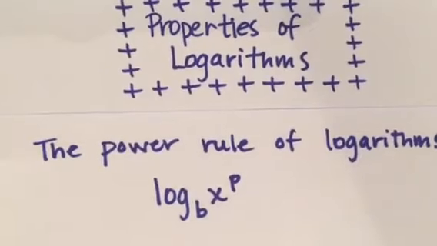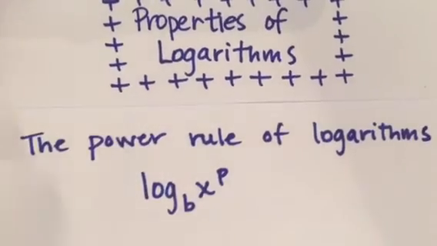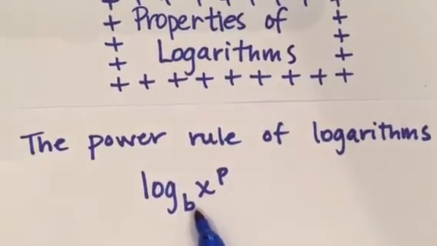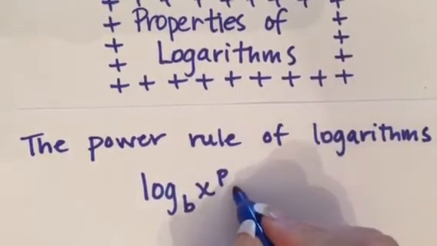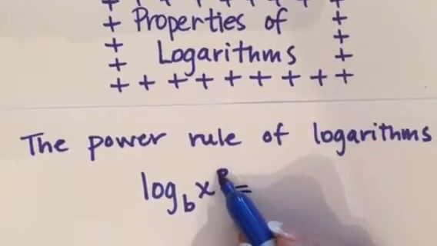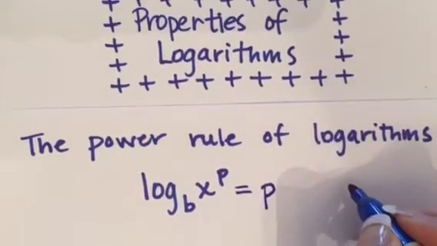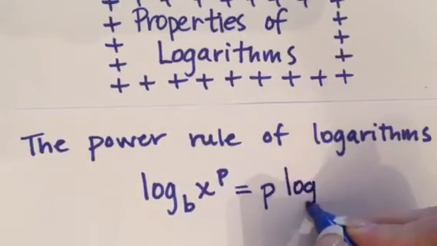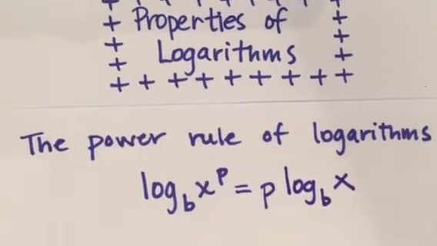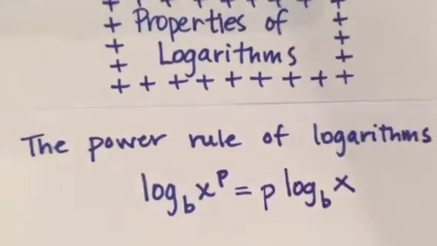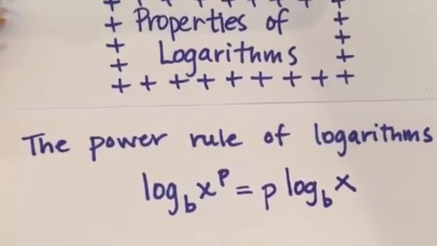Okay, so the power rule of logarithms is this simple. If you have a logarithm with a base of b of some value x raised to the p power, I can also write this with p functioning as a coefficient of the logarithm. So this is equal to p times log base b of x. And the reason why I say that this is really an extension of the product rule can be demonstrated like this, and then we'll get into a couple of examples.